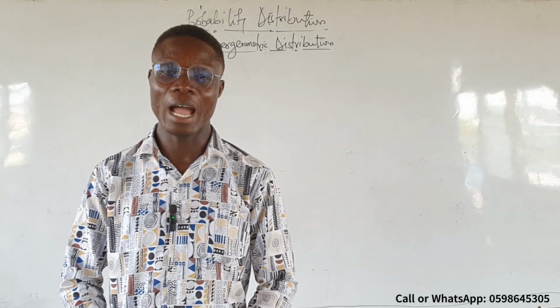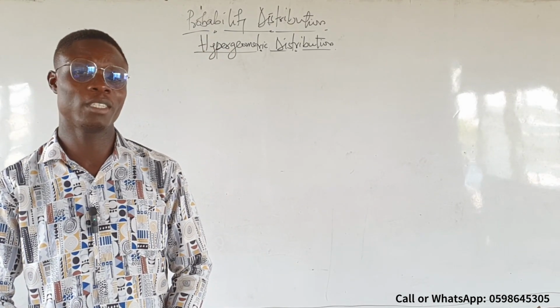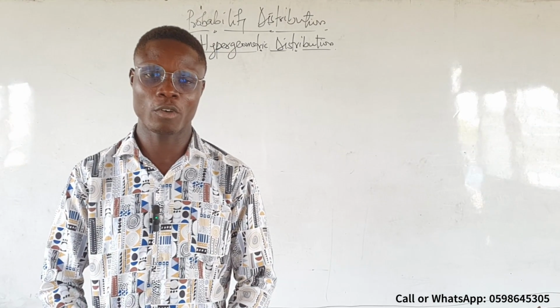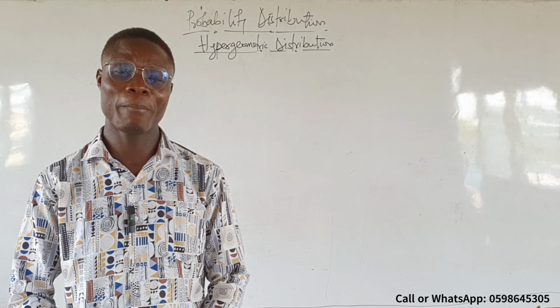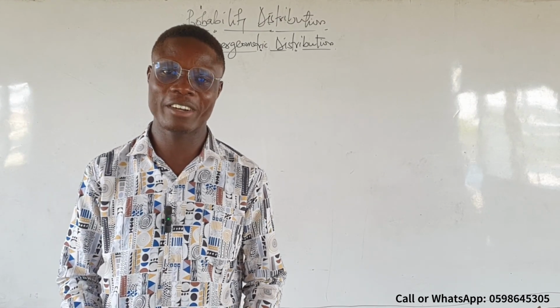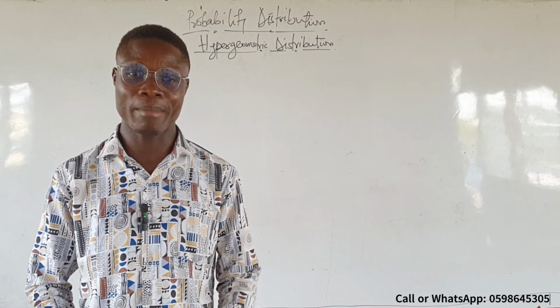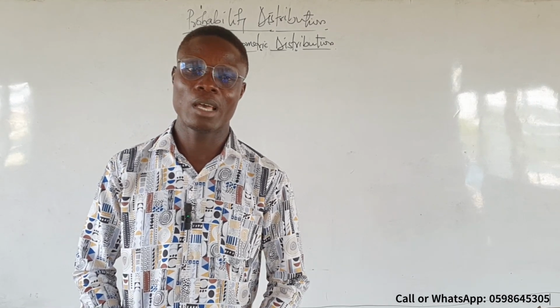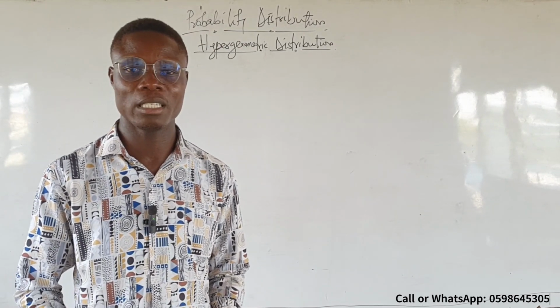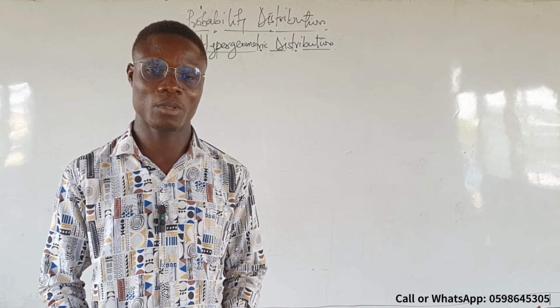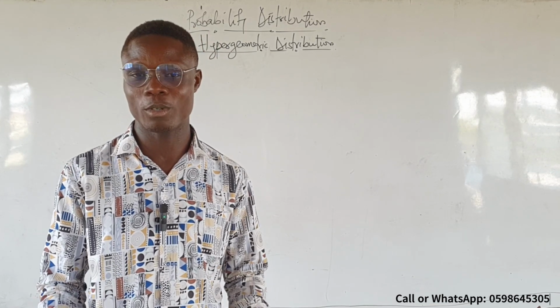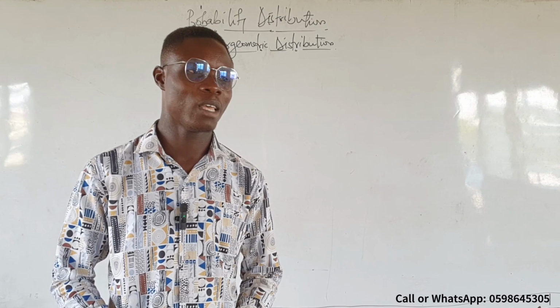Today, we're going to study hypergeometric distribution under probability distribution. That will be the focus of the video today. Hypergeometric distribution is one of the discrete probability distributions we have, just like binomial and Poisson, which means that we're going to calculate probabilities for discrete random variables, that is, whole numbers, countable numbers, to summarize it.